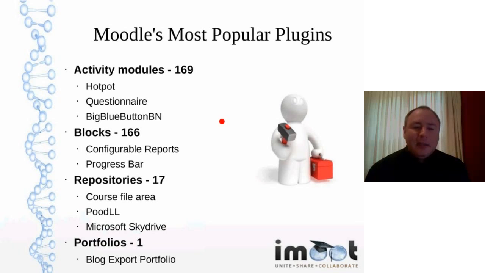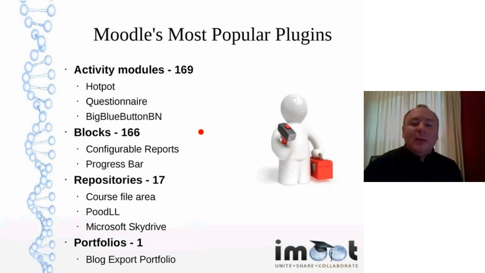We have blocks. Blocks typically present some information to the students. So if you want to see who's online, that information is out in a block on the side. Some of the most popular blocks are configurable reports. There was a discussion the first time I gave this about if I could choose any one plugin or add-on, it would probably be something like configurable reports.